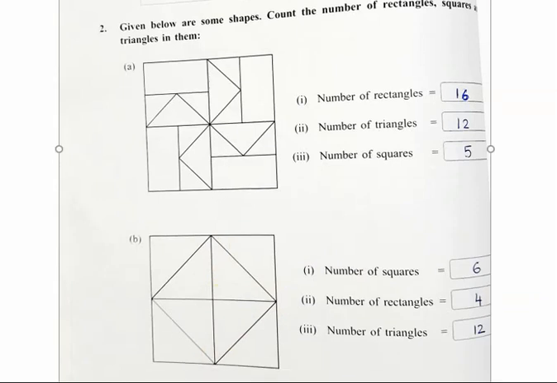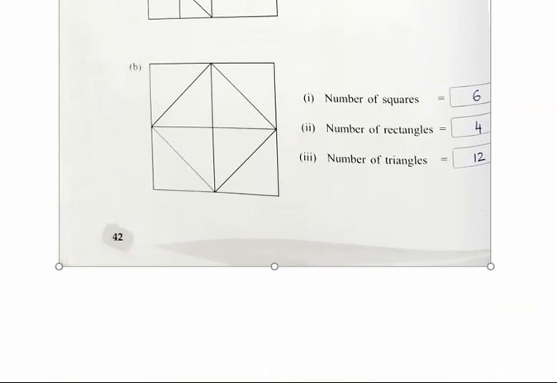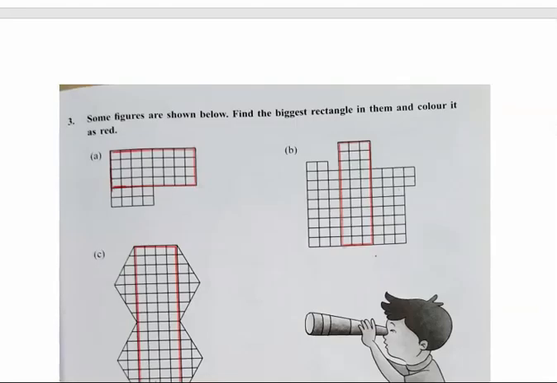Now moving on to the next page, page number 43. Take page number 43. Some figures are shown below. Find the biggest rectangle in them and color it as red. You have to find the biggest rectangle from the figures. Okay, so in this first figure you can find it easily. This one is the biggest rectangle. You have to color it red. I have just drawn the boundary line. You have to color it, fill it with color. This rectangle you can color as red.